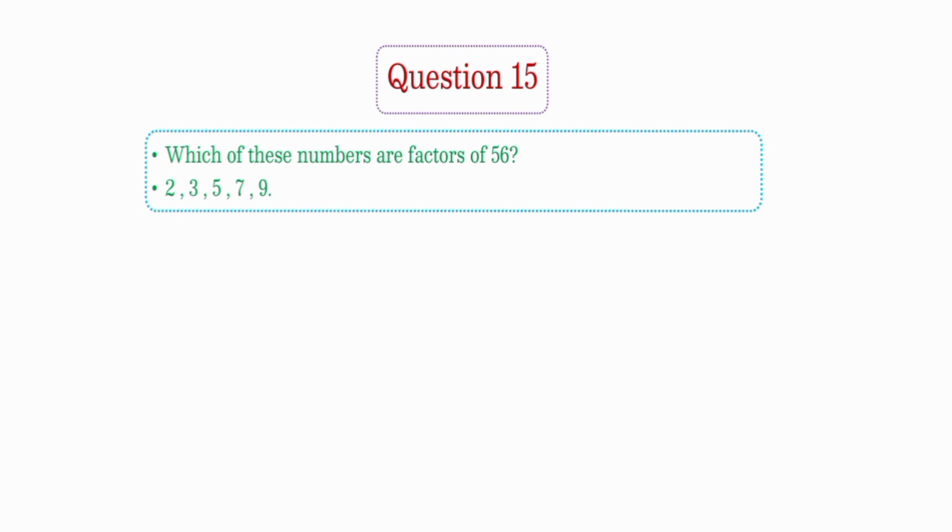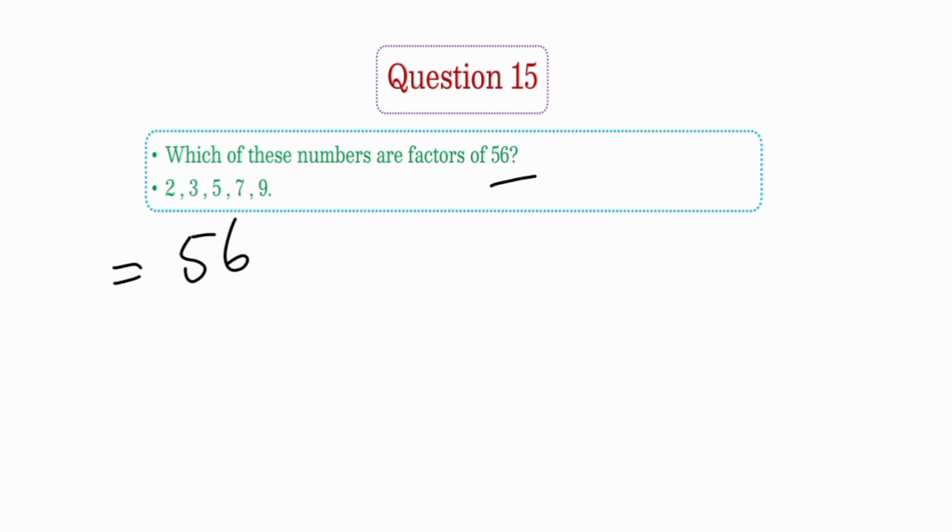Question number 15. Which of these numbers are factors of 56? Now first we need to know what factors are. Factors are the numbers which divide 56. For example, if you have to find the factors of 56, that means you have to find the numbers which divide 56 completely, and your answer should be a whole number. It shouldn't be in points, it shouldn't be a decimal number, it should be a whole number. So you just do 56 divided by all of these numbers, and you will see what the factors of 56 are.